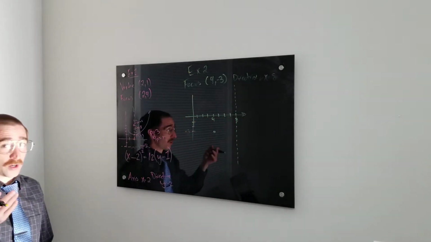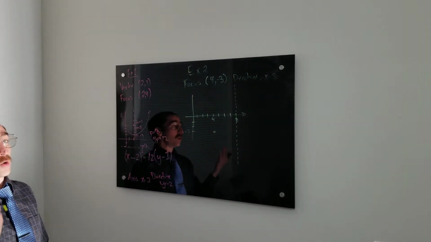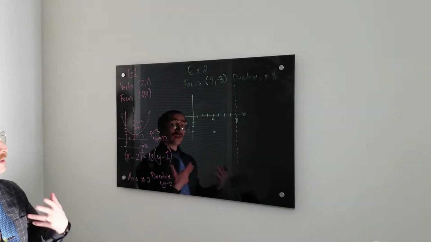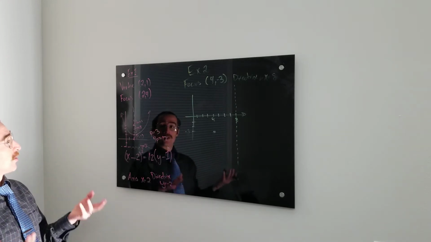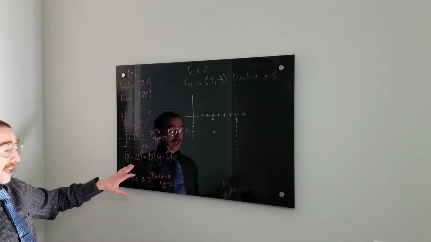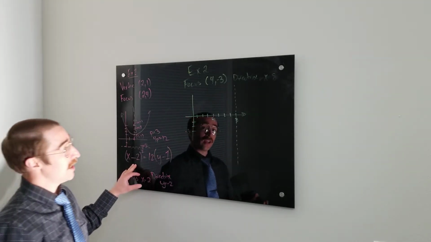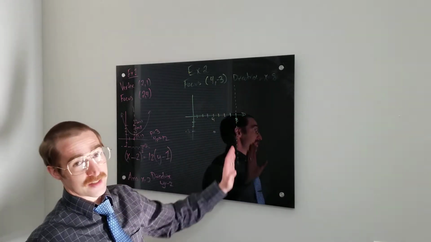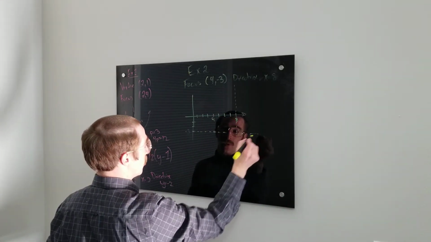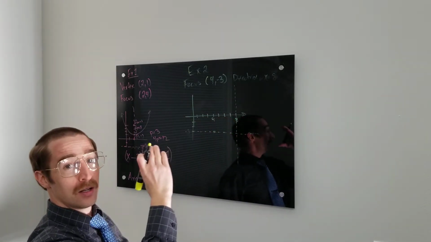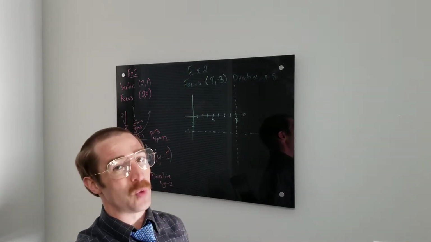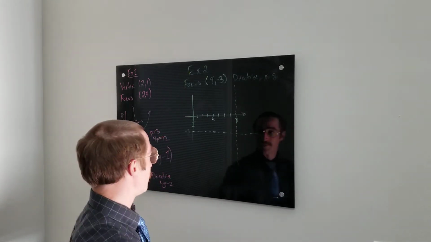In order to write the equation, I need to know where the vertex is, because that's my h and k. I also need to know what direction the graph is going. Here we have a vertical axis, so the x part was squared. Here our directrix is vertical, which means our axis is horizontal, which means our parabola is going to be going to the side, which means the y part must be squared.